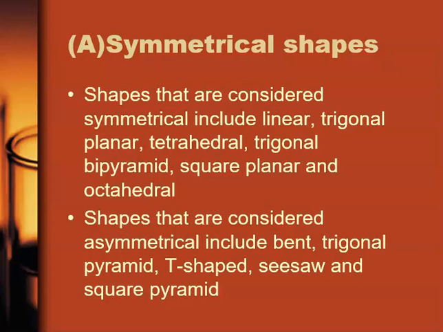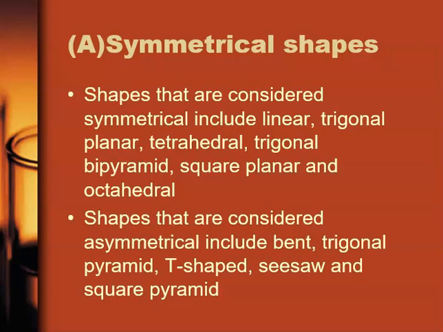There's only one exception to that. So linear shapes generally have no lone pairs. They can have lone pairs, but most of them don't. Trigonal planar, tetrahedral, trigonal bipyramid, square planar and octahedral shapes are the ones that are symmetrical. Now, square planar shapes have two lone pairs on them, so that is probably the exception to the lone pair rule.